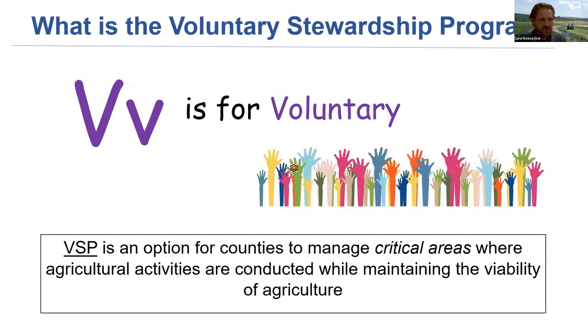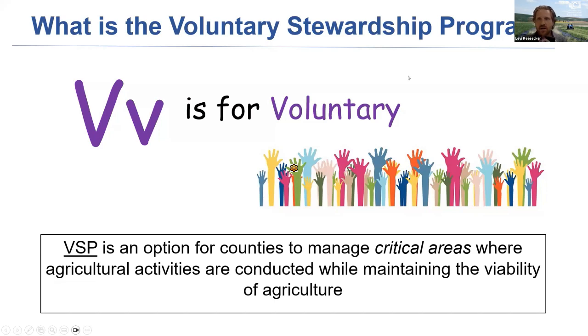So before I hand it off to Rick to give us his insights, I just wanted to prime the pump, at least with the VSP flair, because I think all the presentations today relate directly to VSP. So just a reminder to folks on this call that VSP is a voluntary approach to manage critical areas where ag activities are occurring in the watershed, while also maintaining the viability of agriculture.